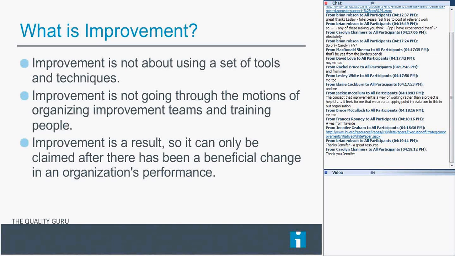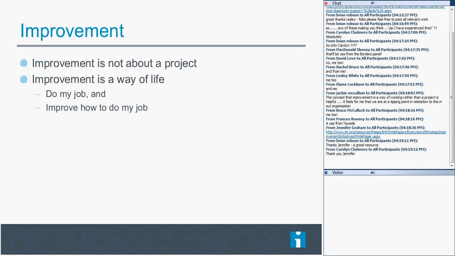Also, improvement is not setting up an improvement team and training people to do improvement. It is a necessary step, but in and of itself, that's not sufficient. Improvement is really a result. What is the end point of what we're trying to do? What are the things that we will change that will make the organization more effective in what we want to achieve?